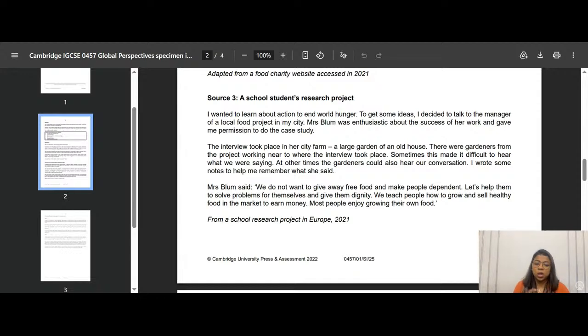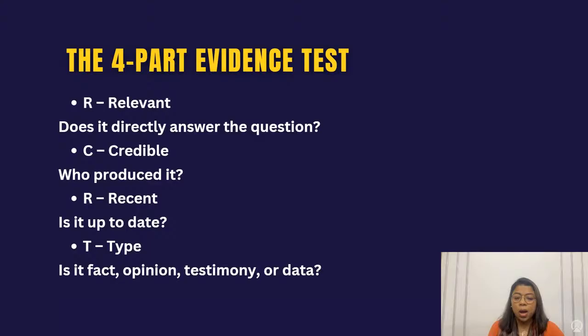And once you do that, you are going to use this test, the four-part evidence test. The four-part evidence test focuses on RCRT. R, relevance: does it directly answer the question? C, is it credible? Who produced it? R, is it recent? Is it up to date? And T, is it fact, opinion, testimony, or data?